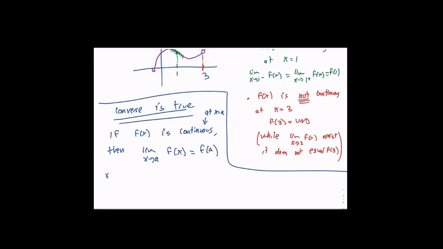And I also want to note that if a function is continuous everywhere, then the function is continuous at x equals a. So if I told you that this function is continuous everywhere, then of course, is it continuous at x equals 2? Yeah, because it's continuous everywhere.